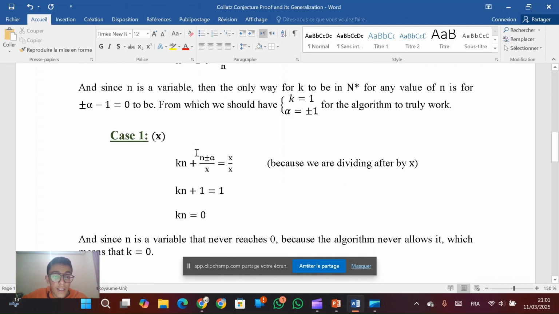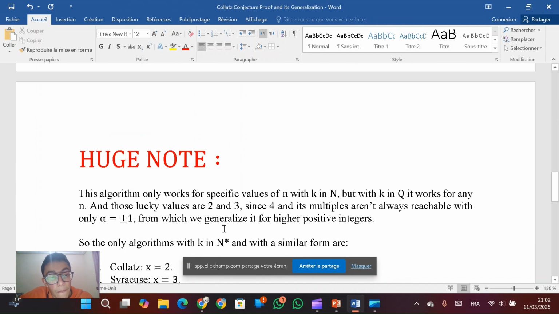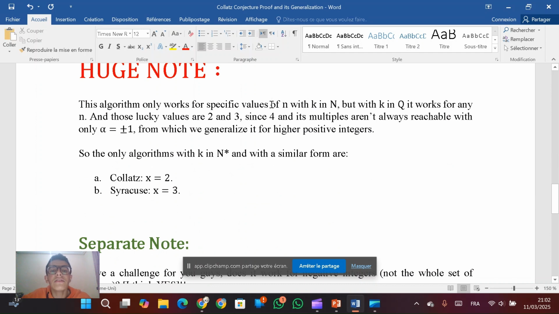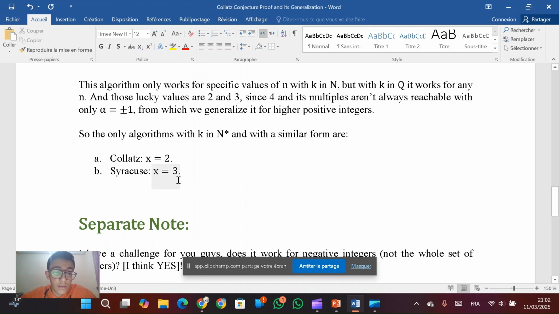And case 2, it means this: kn plus n plus alpha over x equals x over x, which means that kn equals 0. And huge note: this algorithm only works for specific values of n with k in n, but with k in k, it works for any n, and those lucky values are 2 and 3. And since 4 and its multiples aren't always reachable by only adding or taking out 1, from which we generalize to higher powers, the only ones that work are Collatz and Syracuse: x equals 2 and x equals 3.